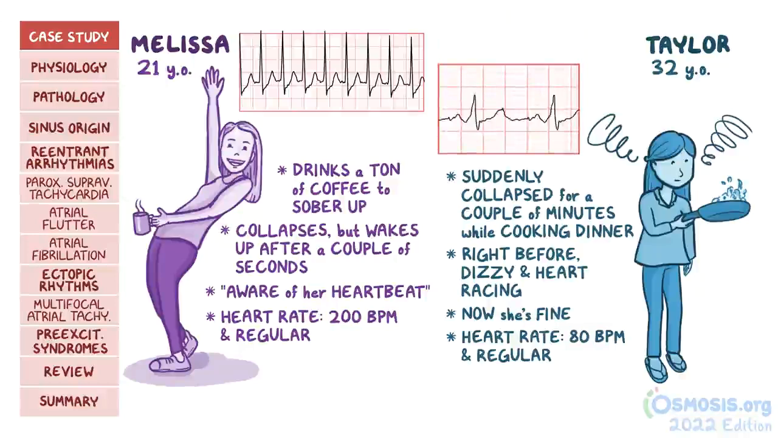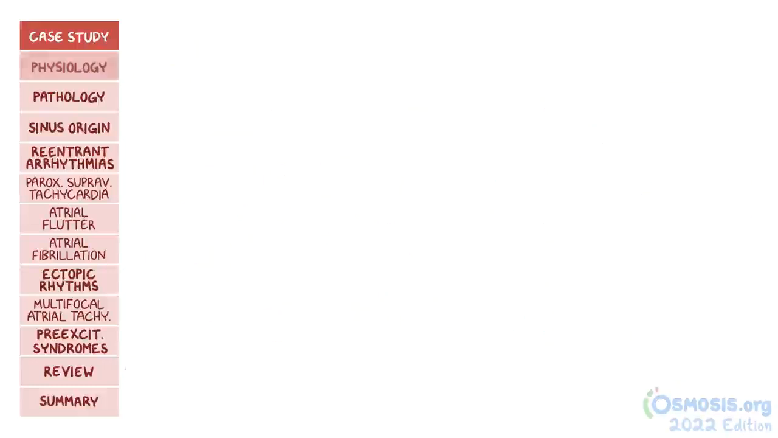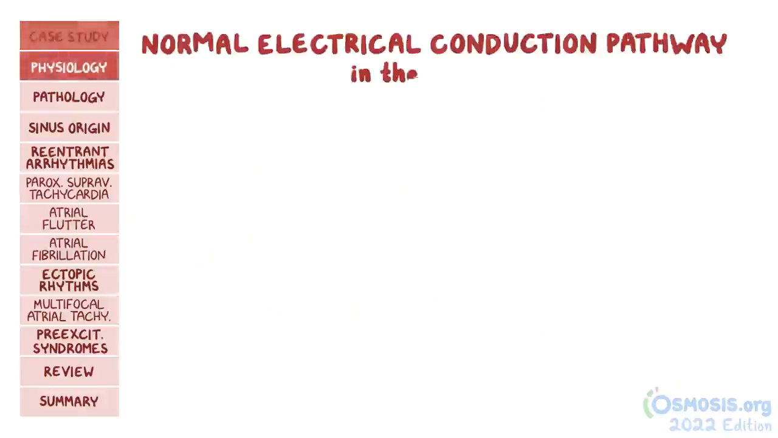Alright, so both Melissa and Taylor have experienced palpitations and syncope, and their ECGs reveal they both have some form of arrhythmia. The best way to approach arrhythmias is to first know what a normal ECG looks like, and second, have a good classification system to narrow down the diagnosis. First, let's review the normal electrical conduction pathway in the heart and how it looks on an ECG.